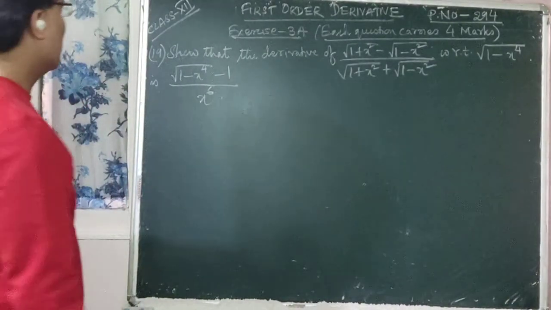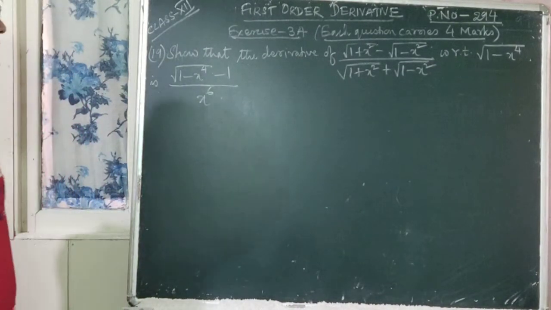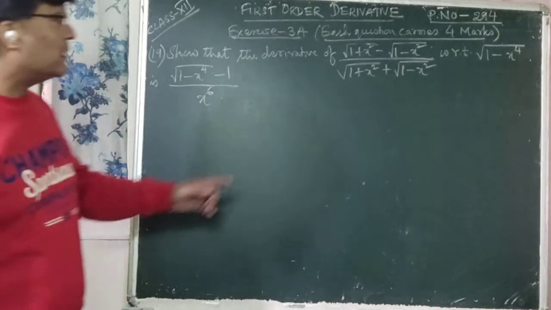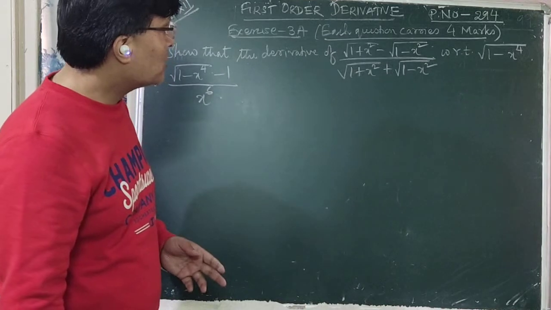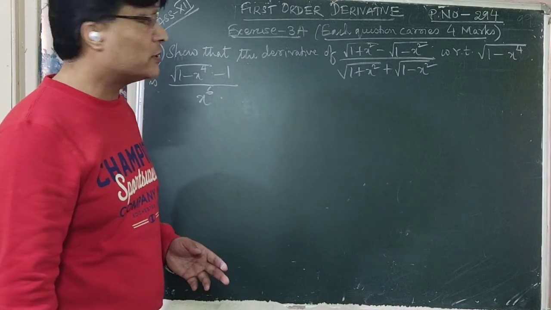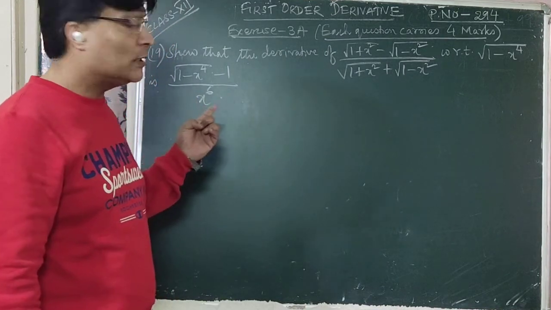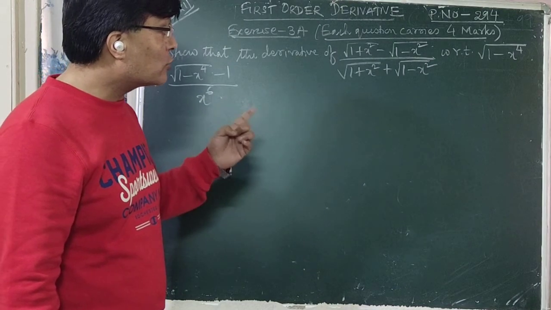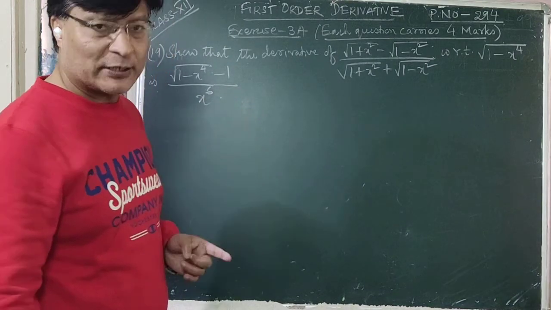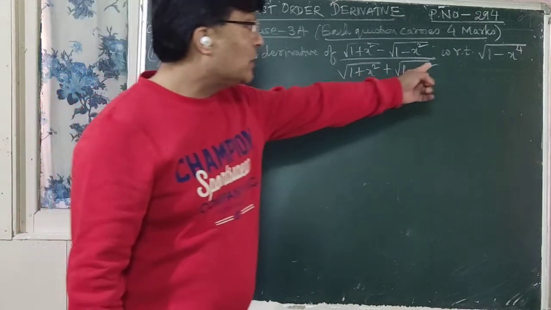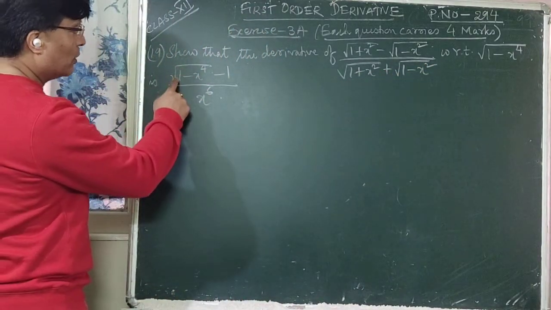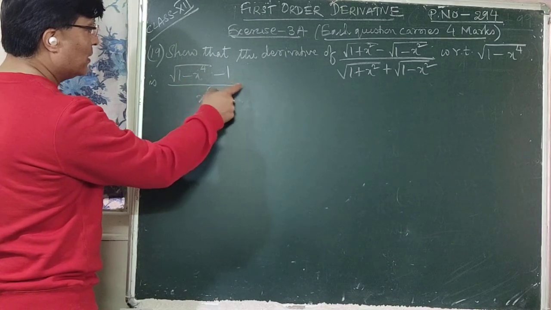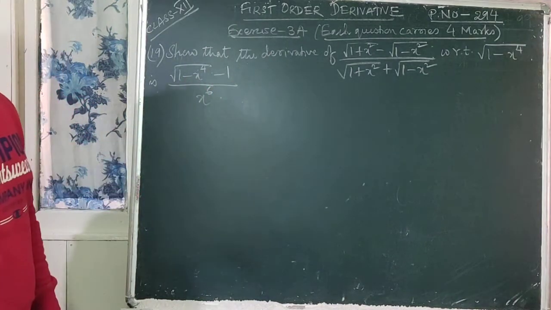Now we'll do the next question, that is question number 19. Find the derivative of the first function, that is root over 1 plus x square minus root over 1 minus x square whole divided by root over 1 plus x square plus root over 1 minus x square, with respect to, within square root, 1 minus x to the power 4, that is root over 1 minus x to the power 4 minus 1 whole divided by x to the power 6.